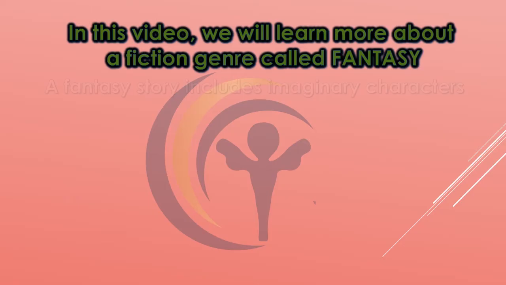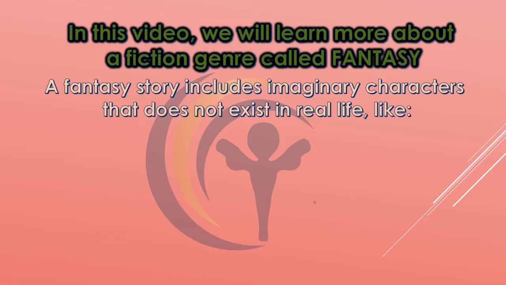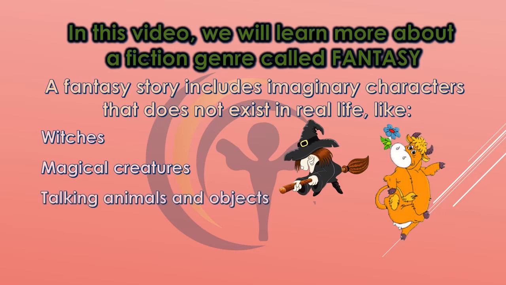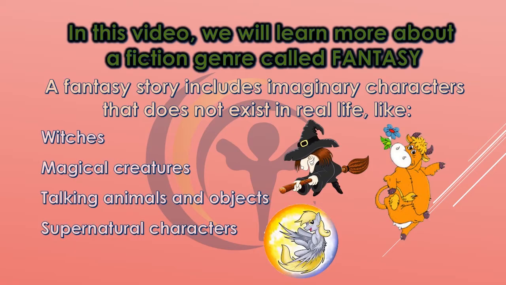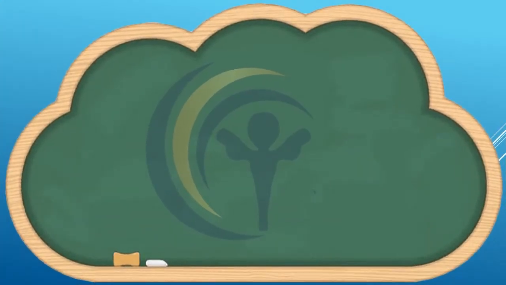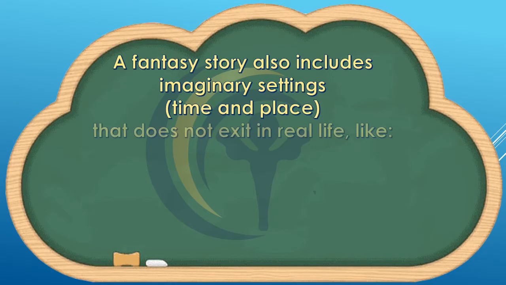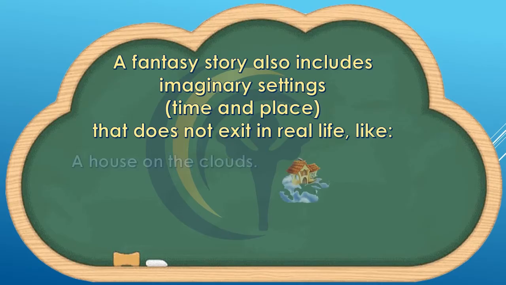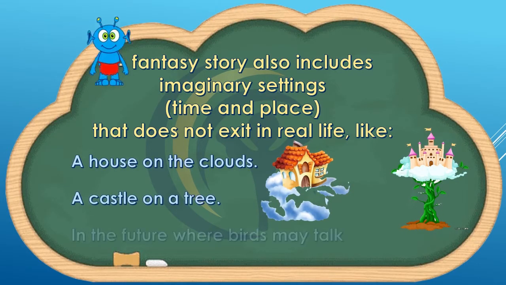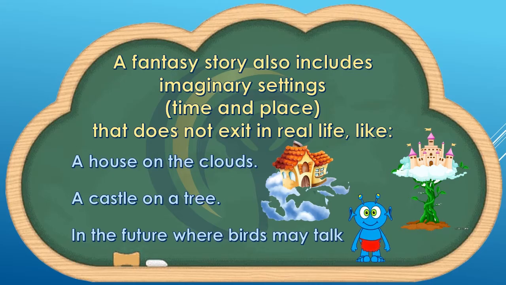A fantasy story includes imaginary characters that do not exist in real life, like witches, magical creatures, talking animals and objects like the talking teapot, supernatural characters as well. A fantasy story also includes imaginary settings, and as we remember, settings means the time and the place of the story. And the time and place in a fantasy story are not real. They can be anything you want to imagine, such as a house on the clouds, or a castle on a tree, or far in the future where birds may talk and aliens may come.